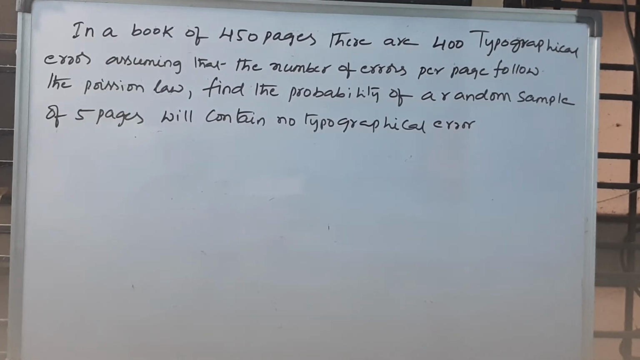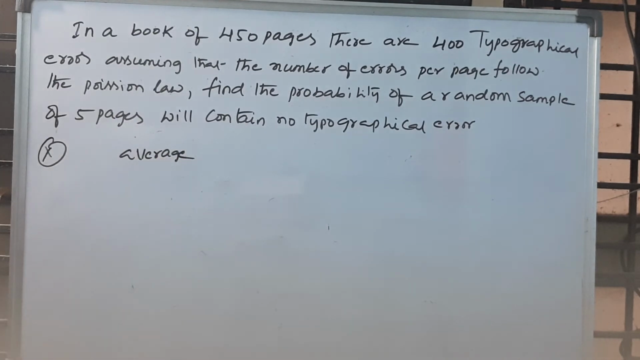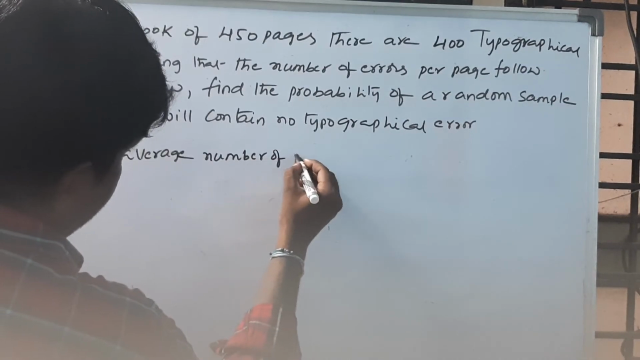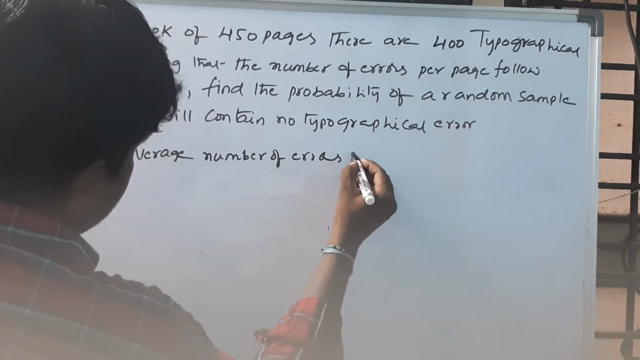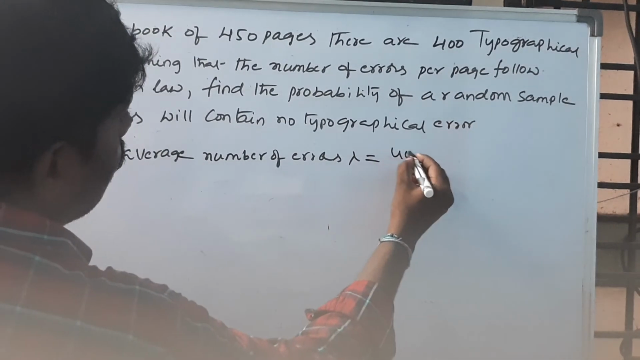So here, in total, how many pages are given? 450 pages are given. Out of these, 400 errors are there. So we take the average. Average number of errors. Lambda is equal to 400 errors.